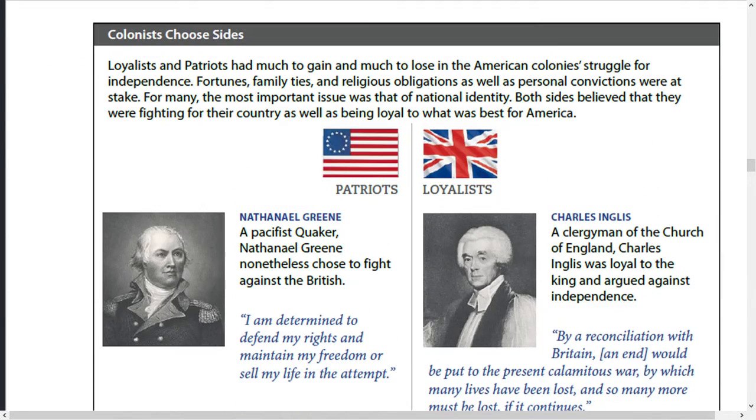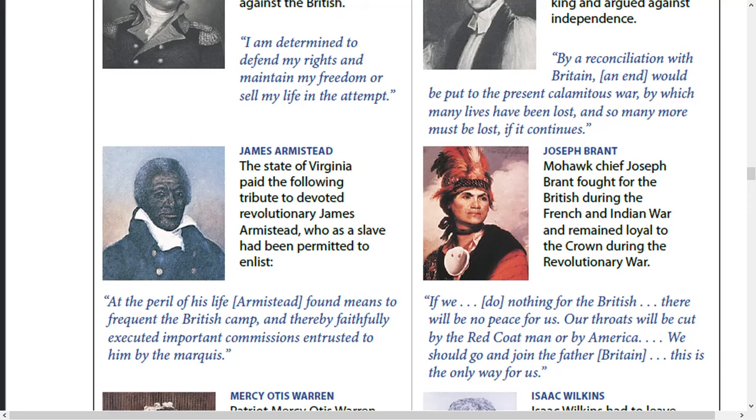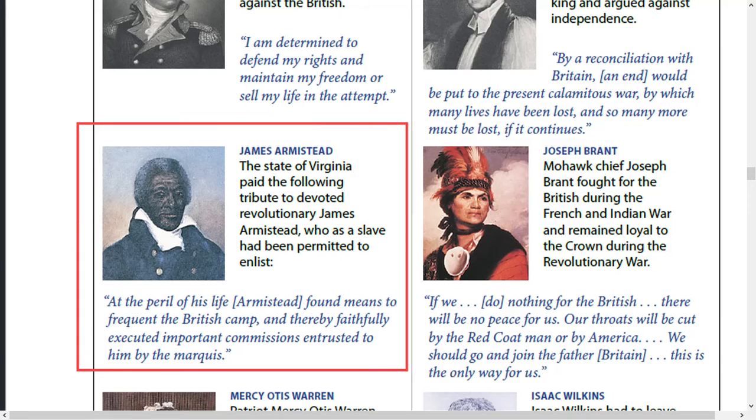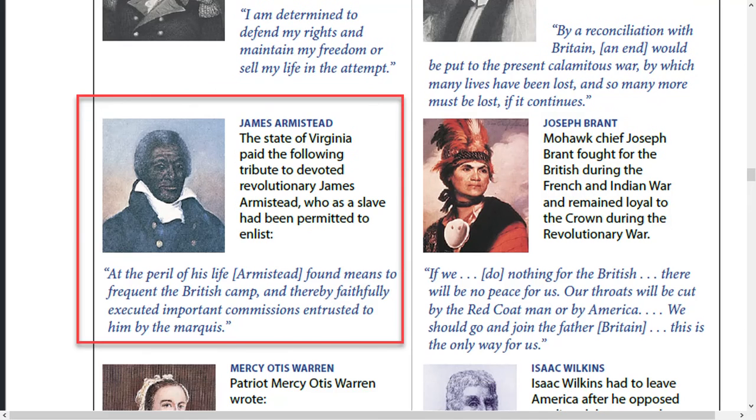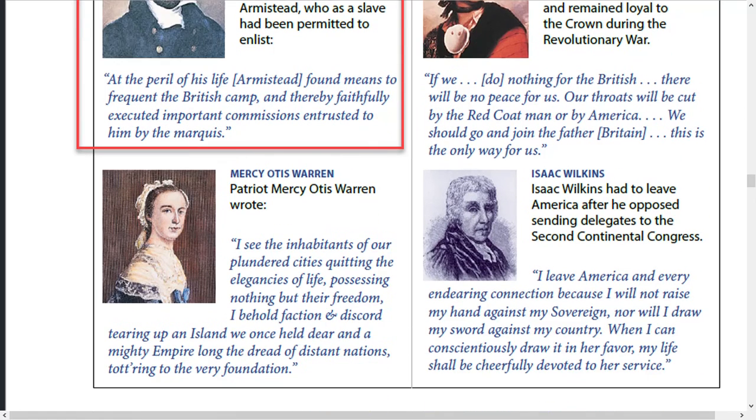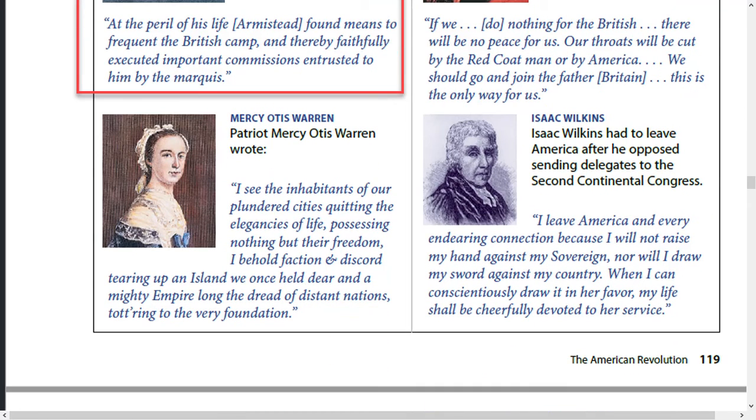Now, on this slide here, you'll see that there are different sides, patriots and loyalists, and they go into detail about each side. And there are examples of them for you to see. One I wanted to point out to you is James Armistead, who was African American who, as a slave, had been permitted to enlist in the Continental Army, and he was used as a spy. He would often go into the British camps and would spy, pretending to be a slave on the British, who didn't think he was anything but a slave, not realizing that he was actually a soldier for the Continental Army.